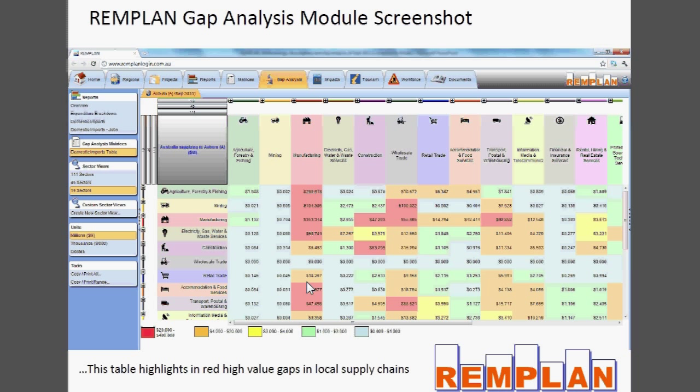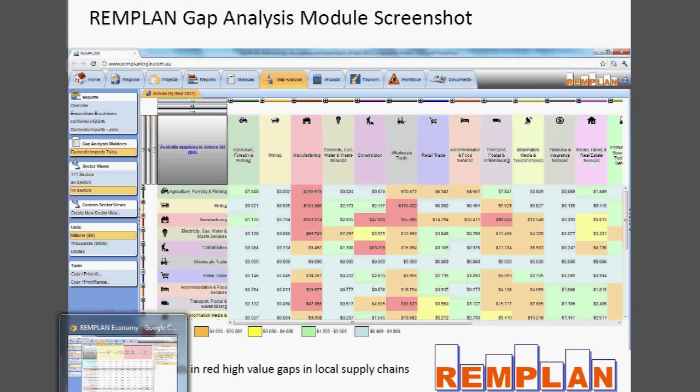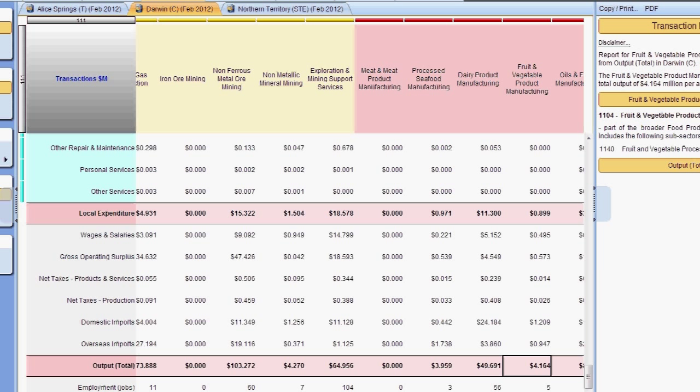Okay. Now, just to reiterate, all of that is automated within REMPLAN, and I'll just take you back into the REMPLAN software now. So we're still on the matrix tab. We're looking at all of those buying and selling relationships between industries.